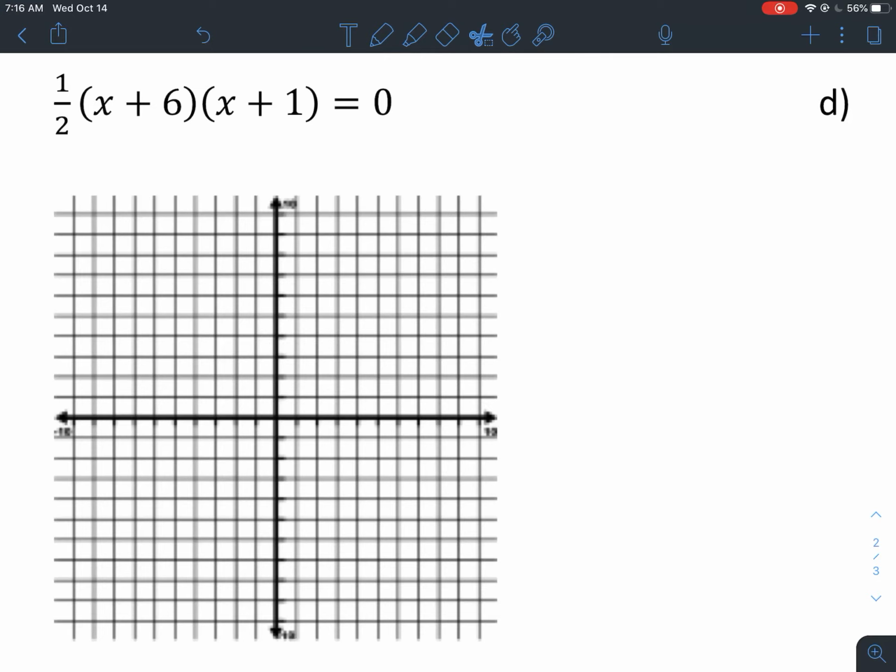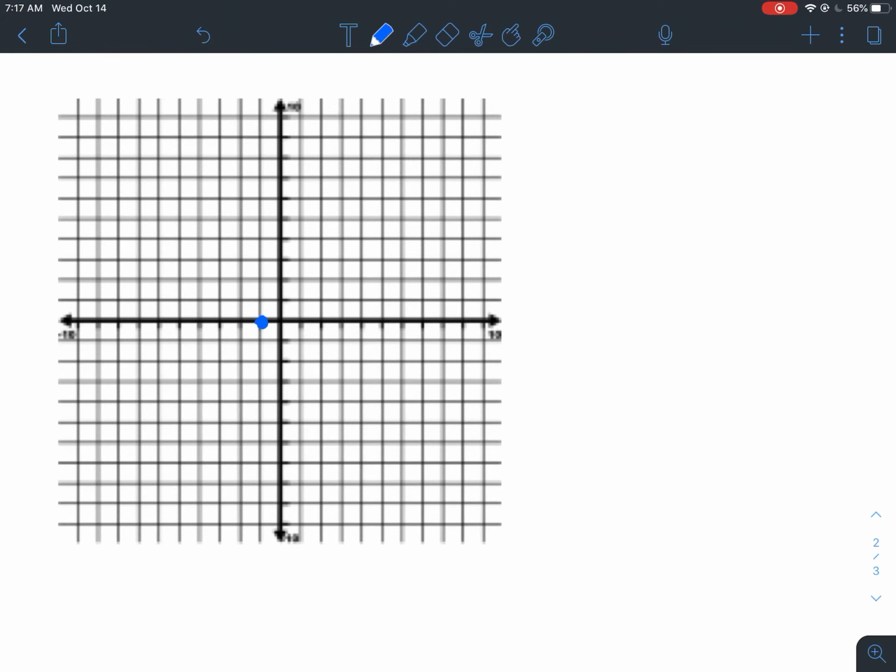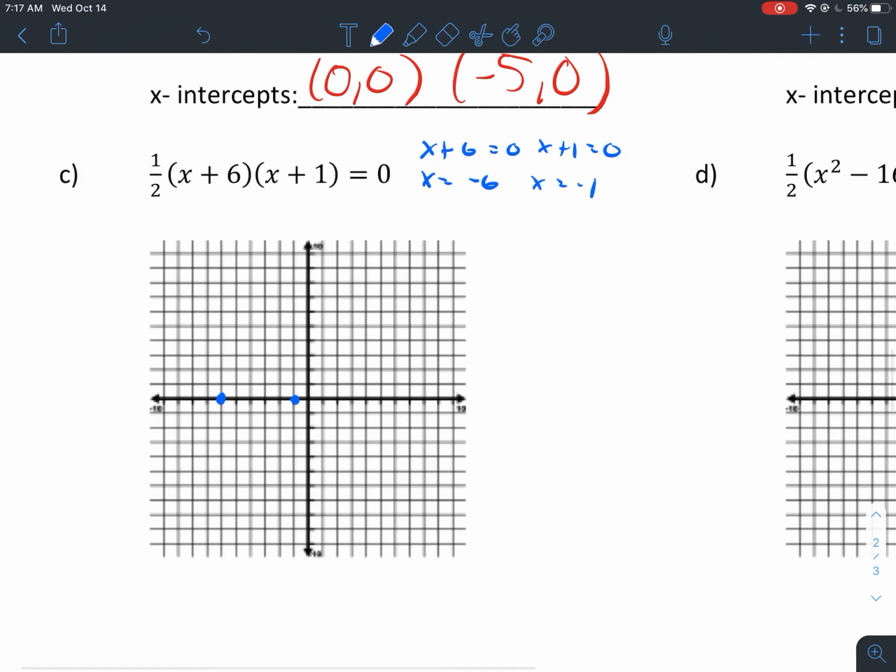So we can go ahead and set these equal to 0 right away and get the zeros of our function. We get x plus 6 equals 0 and x plus 1 equals 0. So we get x equals negative 6, x equals negative 1. So we can go ahead and plot those. 1, 2, 3, 4, 5, 6. And we get that.